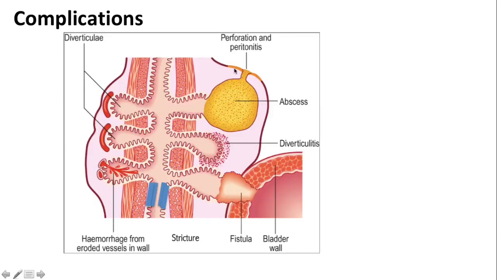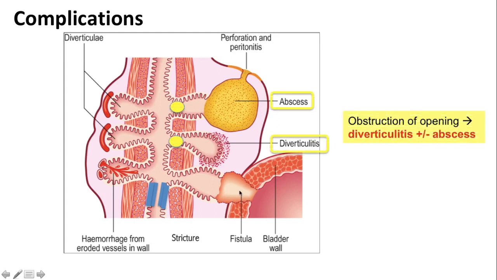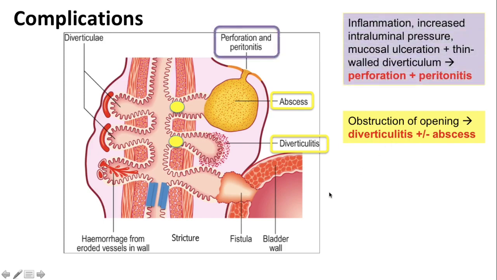In terms of complications, there are several complications of diverticular disease, and they can have various manifestations. So here is your colon, and these are the outpouchings, which form the diverticulae. And if there is obstruction to the opening of the mouth of this diverticulae, then you can have inflammation, diverticulitis, and if that becomes severe with collection of leukocytes, leukocyte debris, extensive exudate, you can get abscess formation. So that's complication number one.